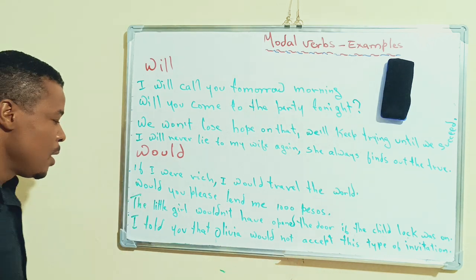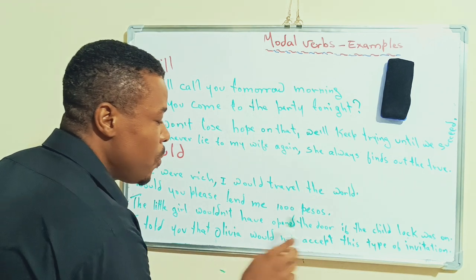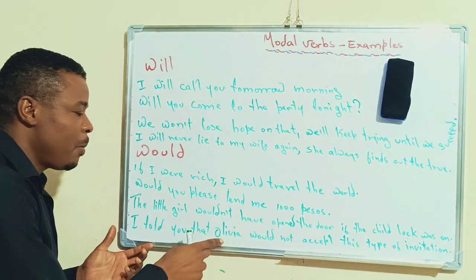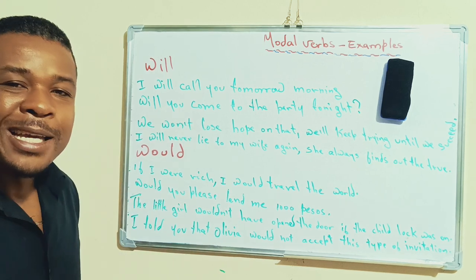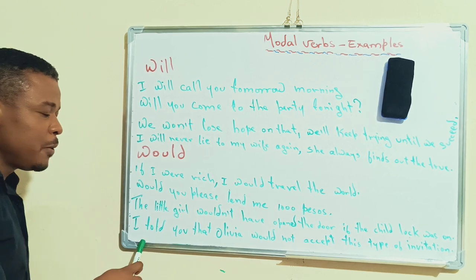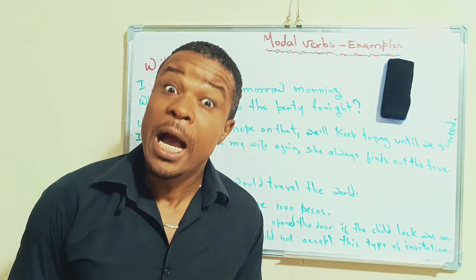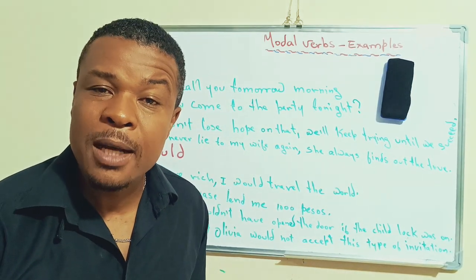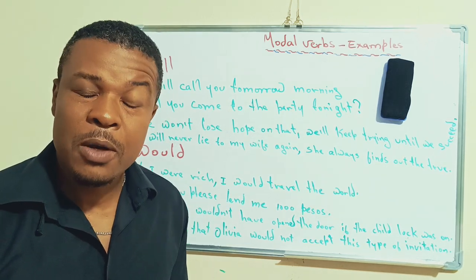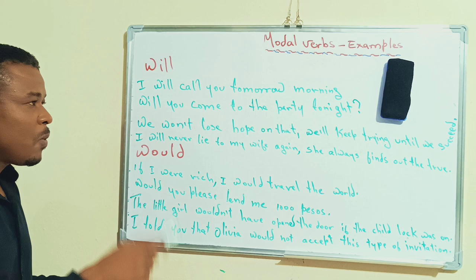All right. Let's go with the last example here. I told you that Olivia would not accept this type of invitation. Esa es una propuesta inadecuada. Maybe Olivia did not accept, right? I told you that Olivia would not accept this type of invitation. All right? So, this is what we have.